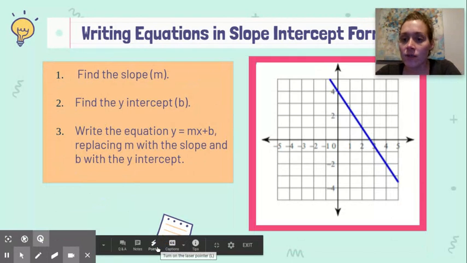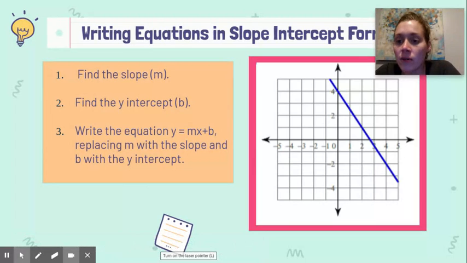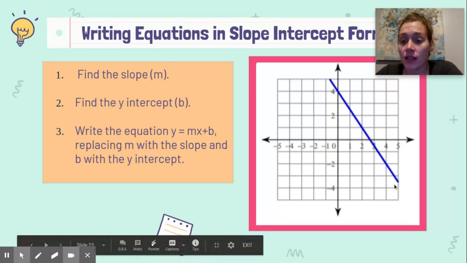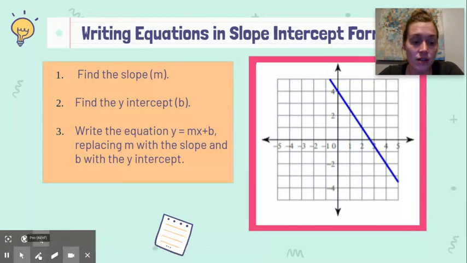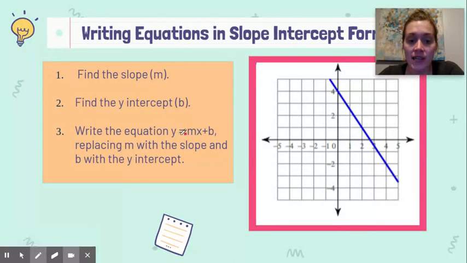Now that we've looked at some examples of graphing the equation, now we're going to practice looking at the graph and writing the equation. So here you can see we have the line graphed for us. We just need to write the equation for the line. So whenever we're writing an equation for a line, we're using our y equals mx plus b. We just need to fill in the m and the b.